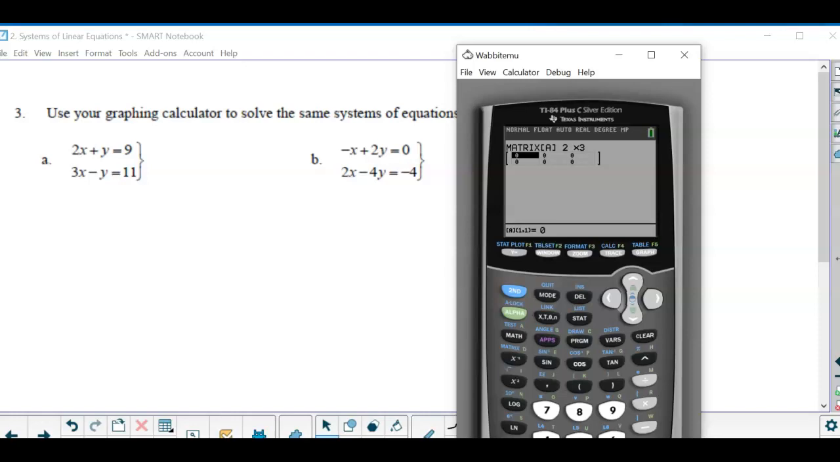Then you just enter. Here you're looking at the coefficients, and when I write it out on paper, I put a line for where the equal sign is, but this is 2, 1, 9, 3, negative 1, 11. So 2. You can just enter after each entry. You don't have to even cursor. It'll go every row, and it'll go to the right. Okay, so we've done all the entries. Then we'll quit out of that.